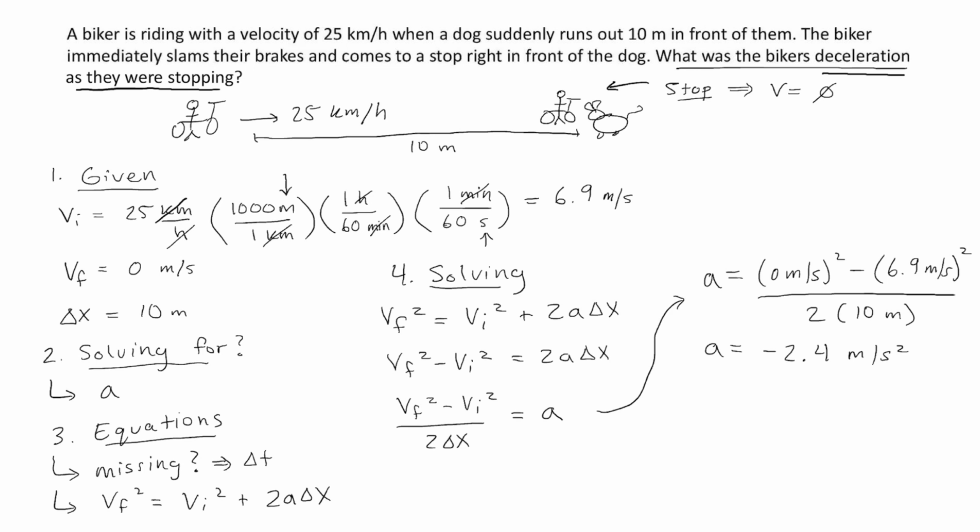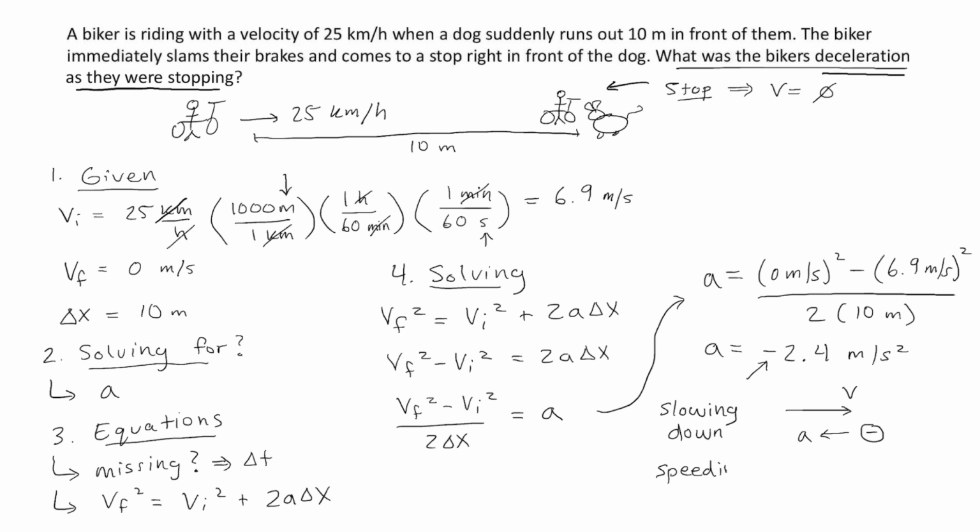Now, what you always want to do when you answer a question is look at the answer and ask yourself, does this answer make sense? Our value is negative. We got a negative acceleration. What does this mean? Well, our object was slowing down. And when an object is slowing down, the velocity vector and acceleration vector are pointed in opposite directions. So in this case, the biker's velocity vector was pointed to the right. That means the acceleration vector has to be pointed to the left. And vectors that are directed to the left are designated with a negative sign.